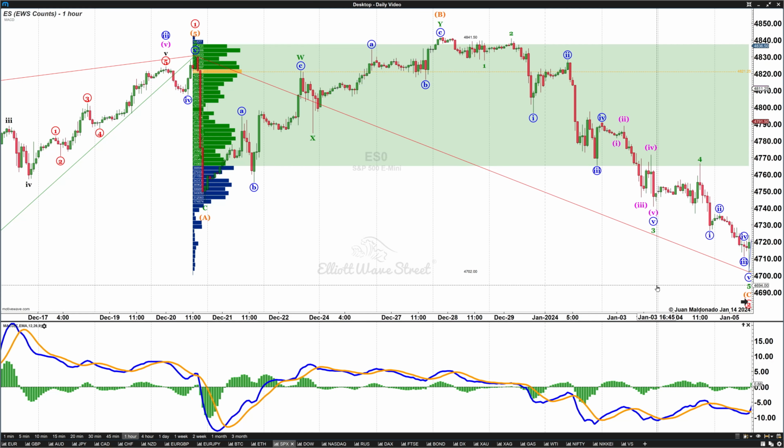This is a real trade that we followed in the membership. We have here on Elliott Wave Street a great membership where we make all these market analyses live every day. So this is a real example. So the plan here is buying the S&P.